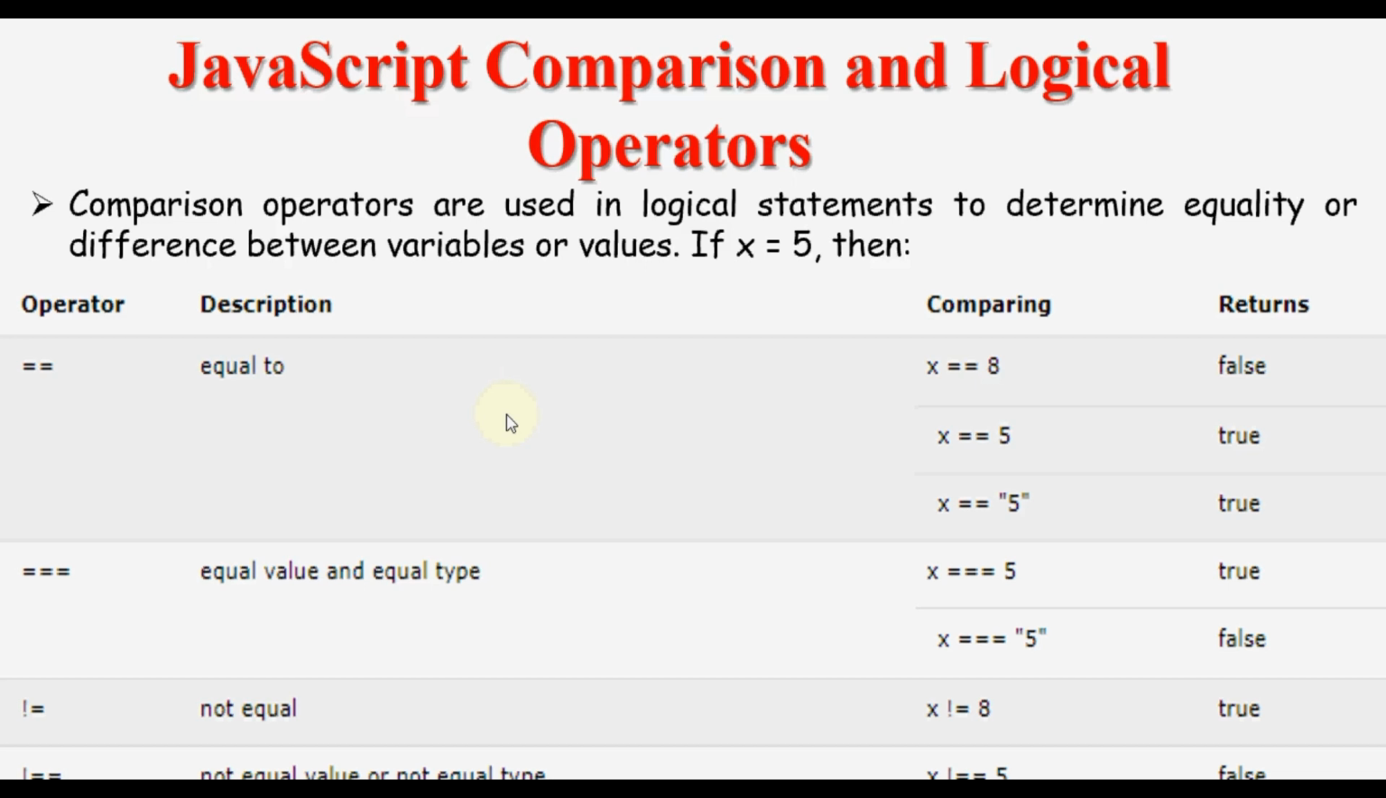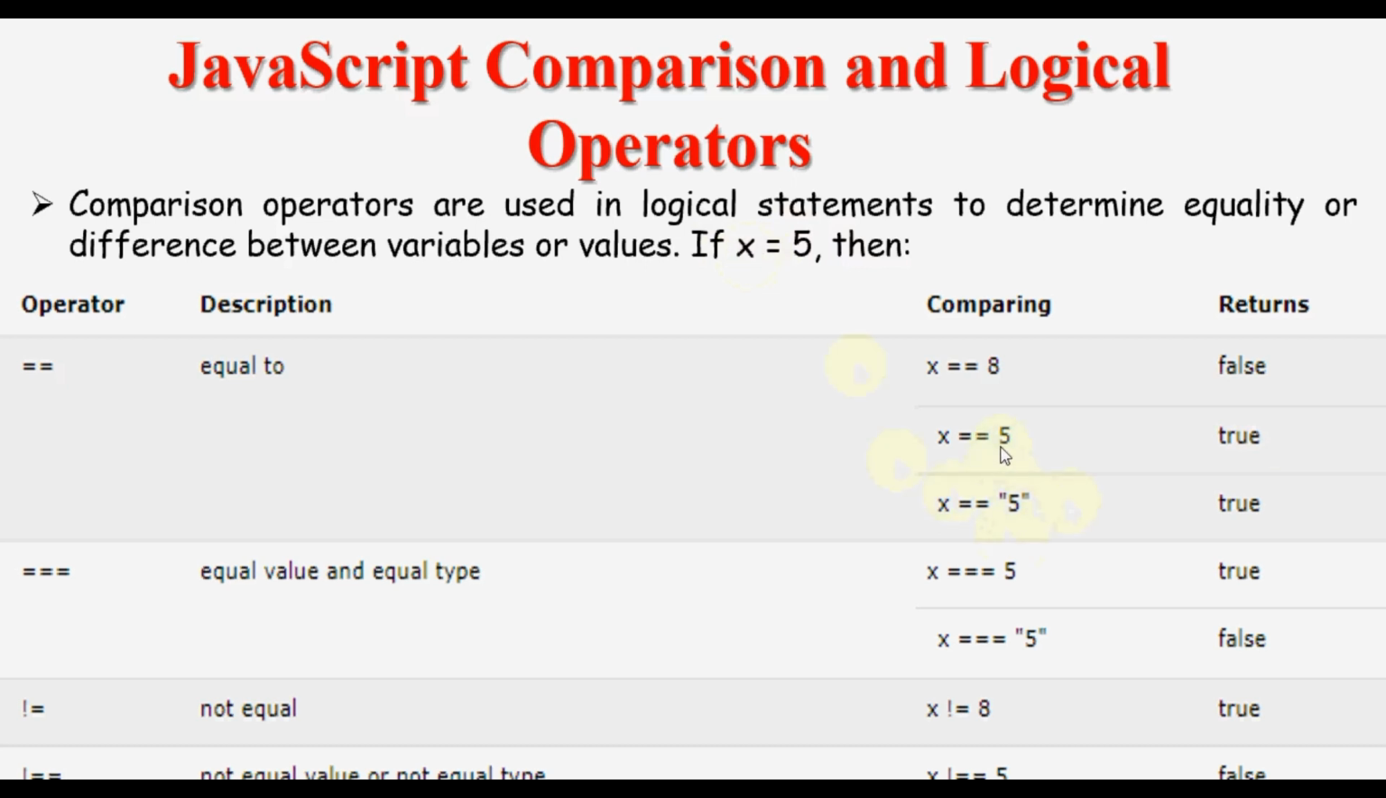The first is the equal to operator. So if x is equal to 5, then x == 8. The equal to operator compares the value and neglects the type. So in this case, x is 5, and we're saying that x == 8, which is false because x is equal to 5. Now in our second case, x == "5". Don't forget that we are assuming that x is 5. So this is true.